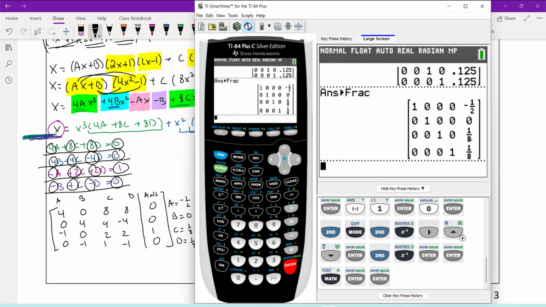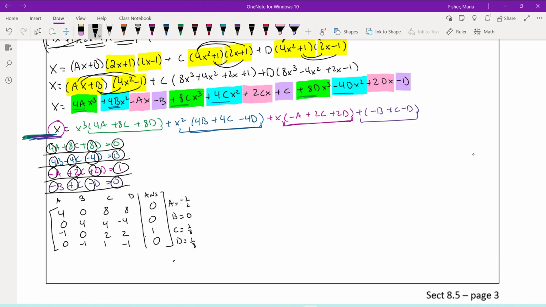Because remember, this first row was for A, and A is negative 1/2. Second row for B, B is 0. Third row for C, C is 1/8. Last row for D, D is 1/8. Now let's put this back into our integrals and then integrate.